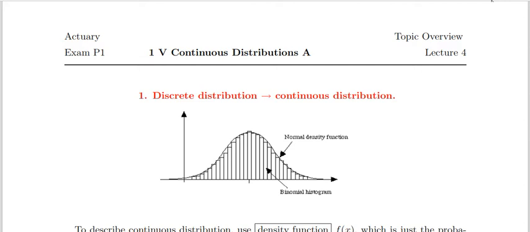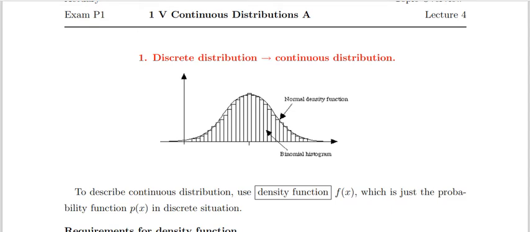This is an overview lecture for exam P1. Here we're talking about a one variable continuous distribution. A continuous distribution comes from a discrete distribution, right? A typical example is a binomial distribution or close to a normal distribution, right?